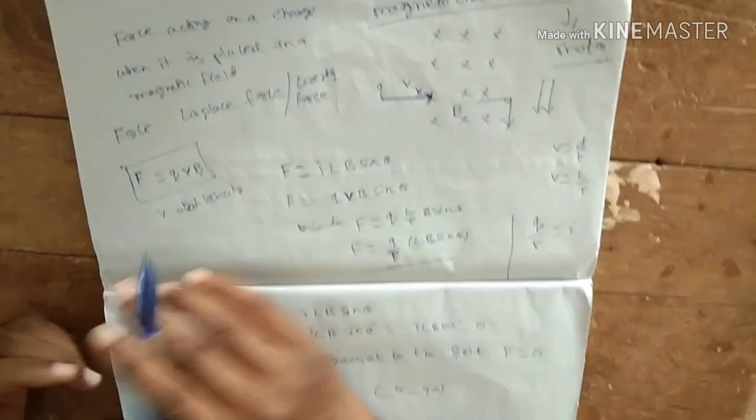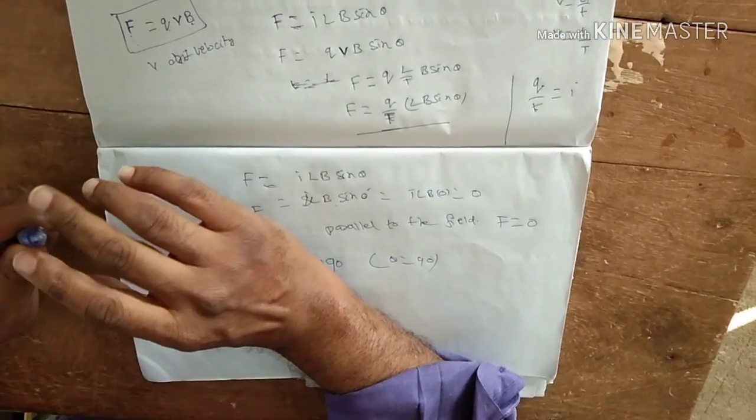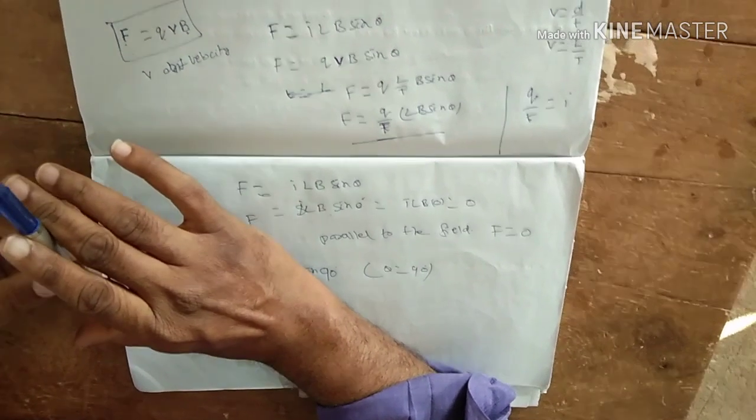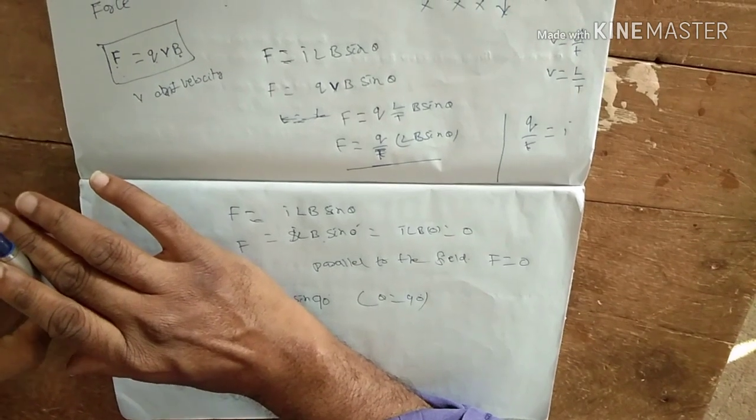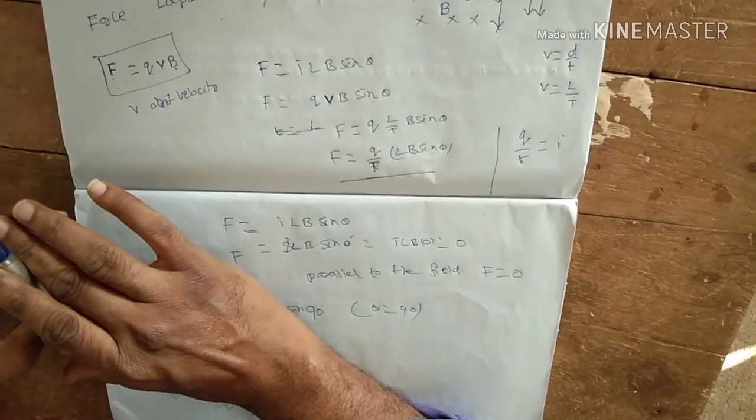Do watch this video, show it to your wards, show it to your schools. Let me clear off this concept: F is equal to QVB. How it came? Initially it is called the Lorentz force or Laplace force.